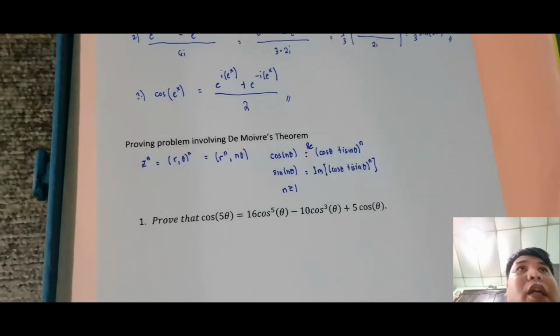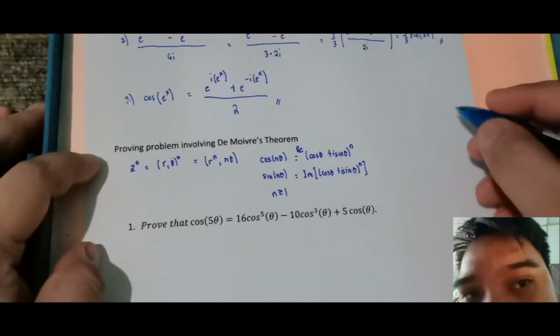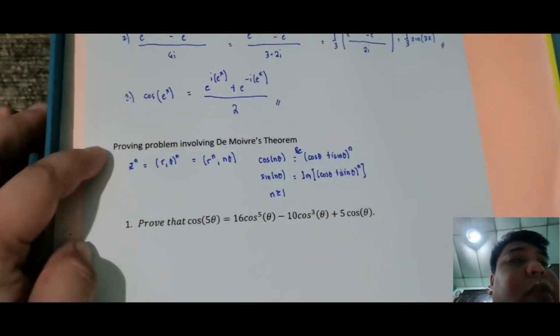Tapos after ma-expand, tanggalin mo yung mga I squared. Okay, tanggalin mo yung I squared, I to the fourth, basta yung even power ng mga I. So tanggalin mo yung mga yon, tapos doon natin magagamit. Okay, so tandaan, paano mo kukunin yung cosine n theta, yung real part ng expanded form ng cosine theta plus I sin theta. Then, yung imaginary part ng cosine theta plus I sin theta raised to n, yun naman yung ating sin n theta. So, another pa, consider natin to, yung Pascal triangle o yung number.